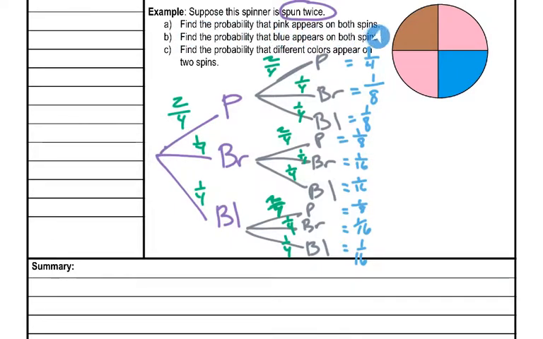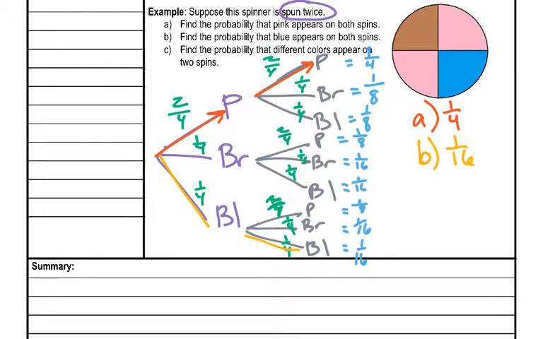We want to find the probability that pink appears on both spins. So that would be to follow the pink and then pink track. And that's going to be 1/4. Problem B says find the probability that blue appears on both spins. So that would be going blue and then blue. So that's going to be 1/16.